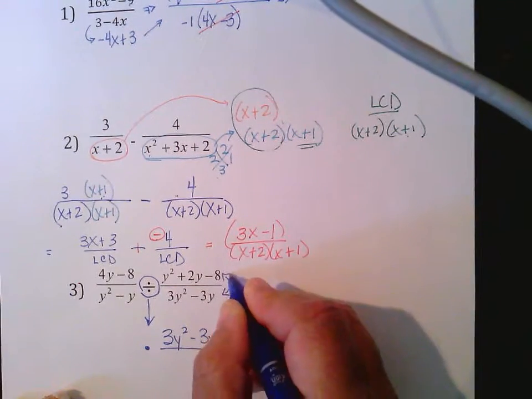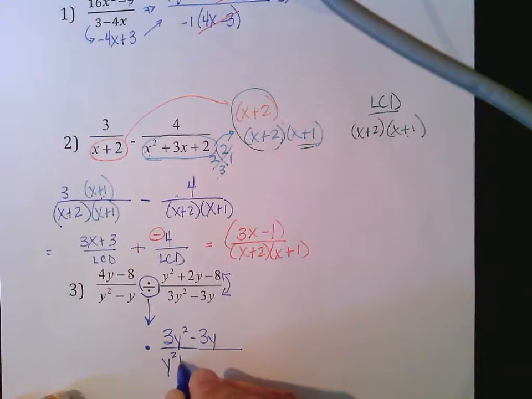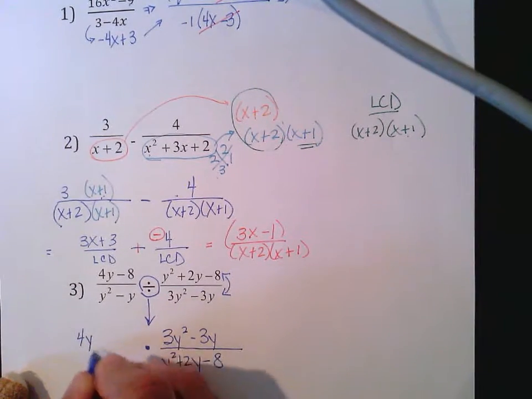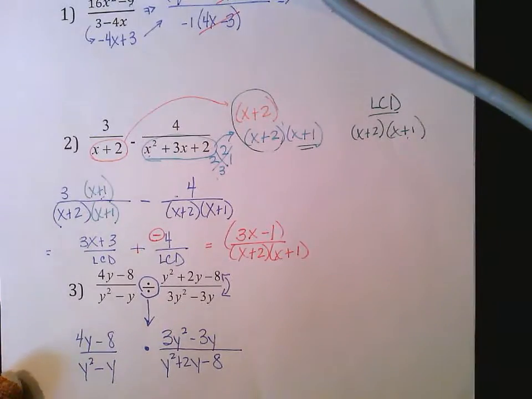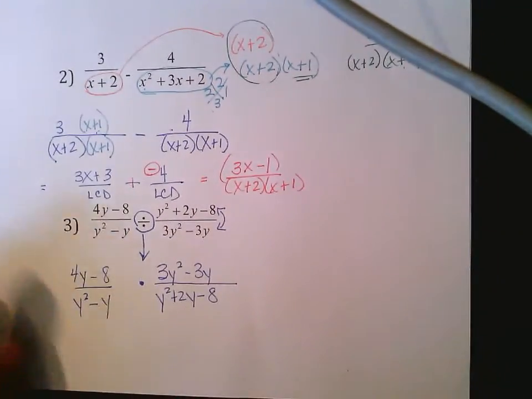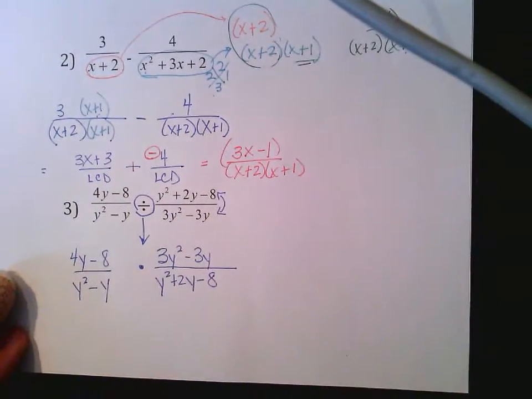Okay, these two change places. And y squared plus 2y minus 8. The first fraction doesn't change at all, it just stays as is. You only flip the part that comes after the division. Now, in order to simplify this, we're going to have to factor every numerator and every denominator.